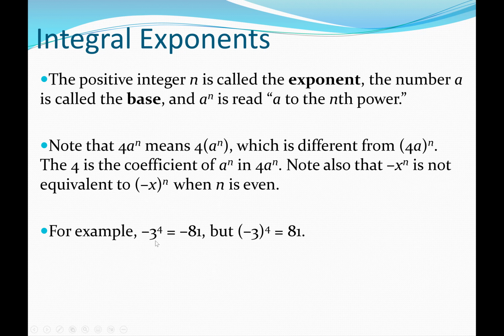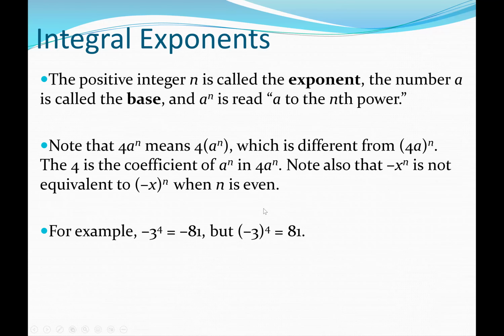For example, here we have -3 to the power 4. Now the exponent 4 doesn't affect the negative. So it only affects the 3. So it will be 3 times 3 times 3 times 3, which will give us 81, and also the negative.